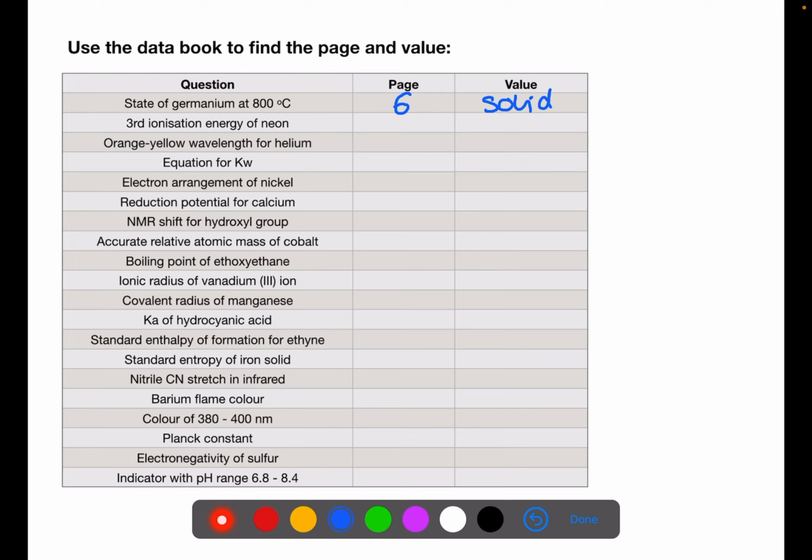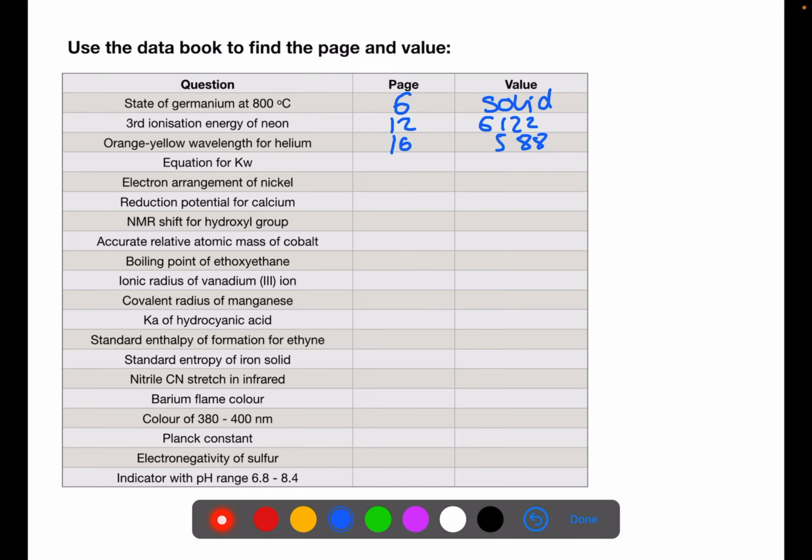The third ionisation energy of neon will be found on page 12 and is 6,122. The orange-yellow wavelength for helium is going to be within the gas discharge lamps for helium, which you'll find on page 16, where you'll have a number of different wavelengths for helium, but the orange-yellow wavelength is 588.